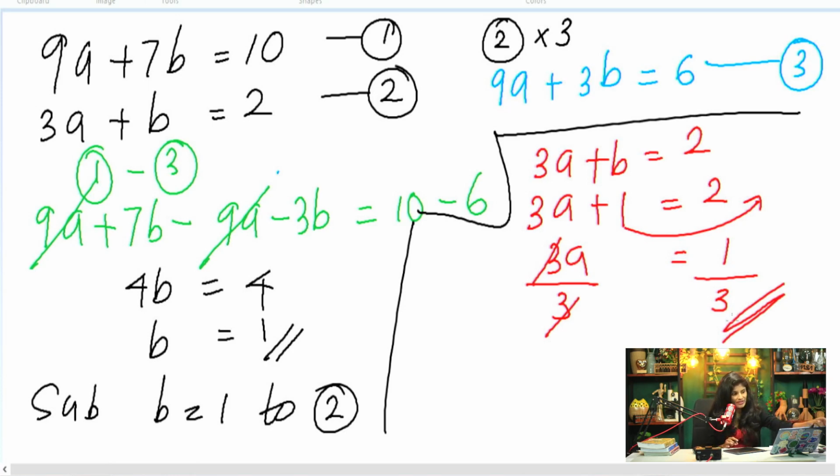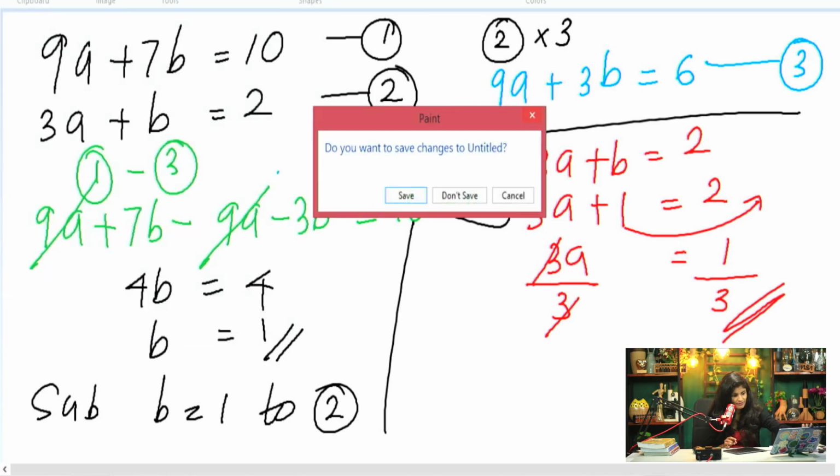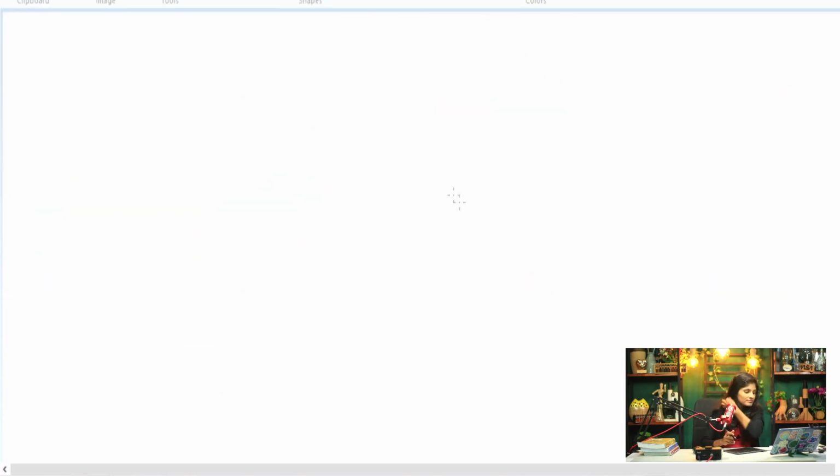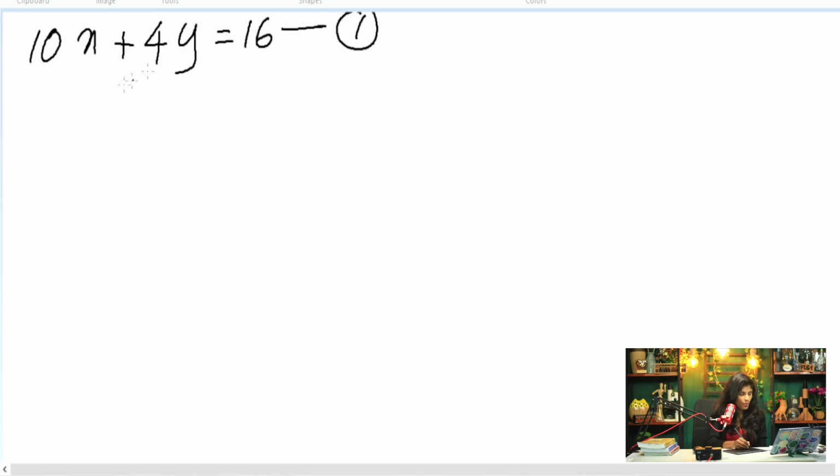Done. So our next question: 10x plus 4y equals 16. This is equation number 1. And 5x plus 3y equals 7. This is equation number 2.